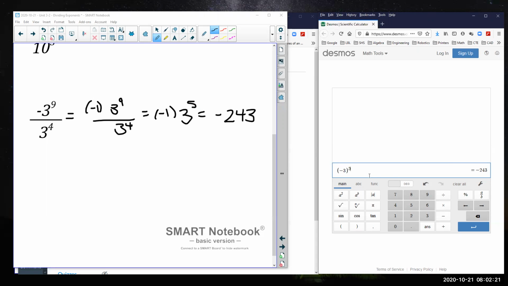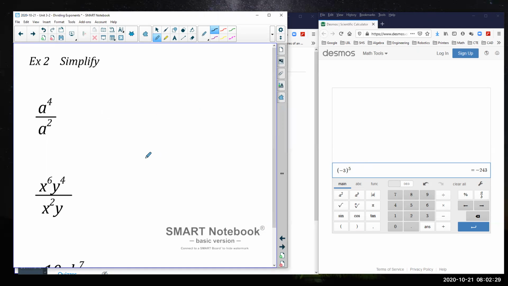And the reason for that is because when I take a negative 1 to an odd power, I get a negative number. So, okay, and then if we look at some examples here with variables, it kind of works the same way. A to the 4th on top, a to the 2nd on the bottom. That's just going to give me a to the 2nd power.